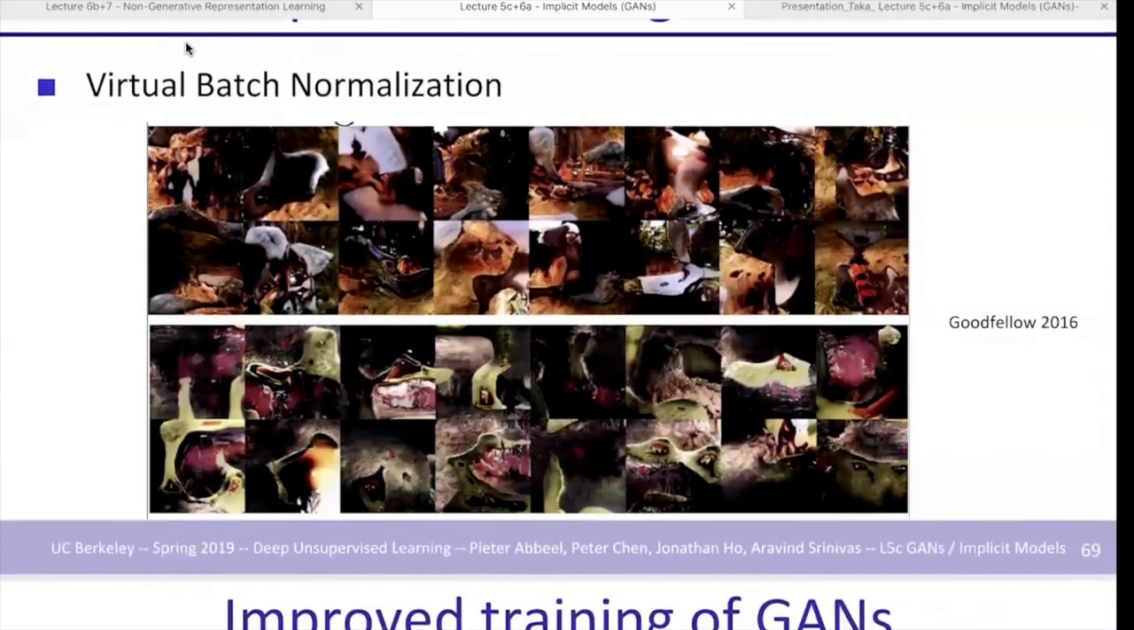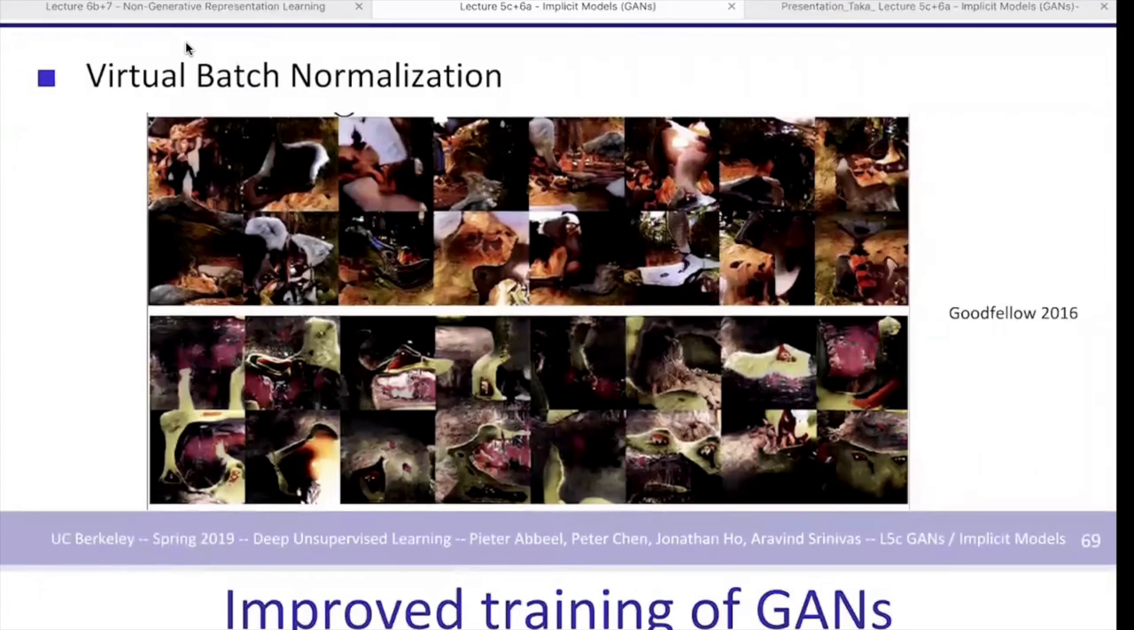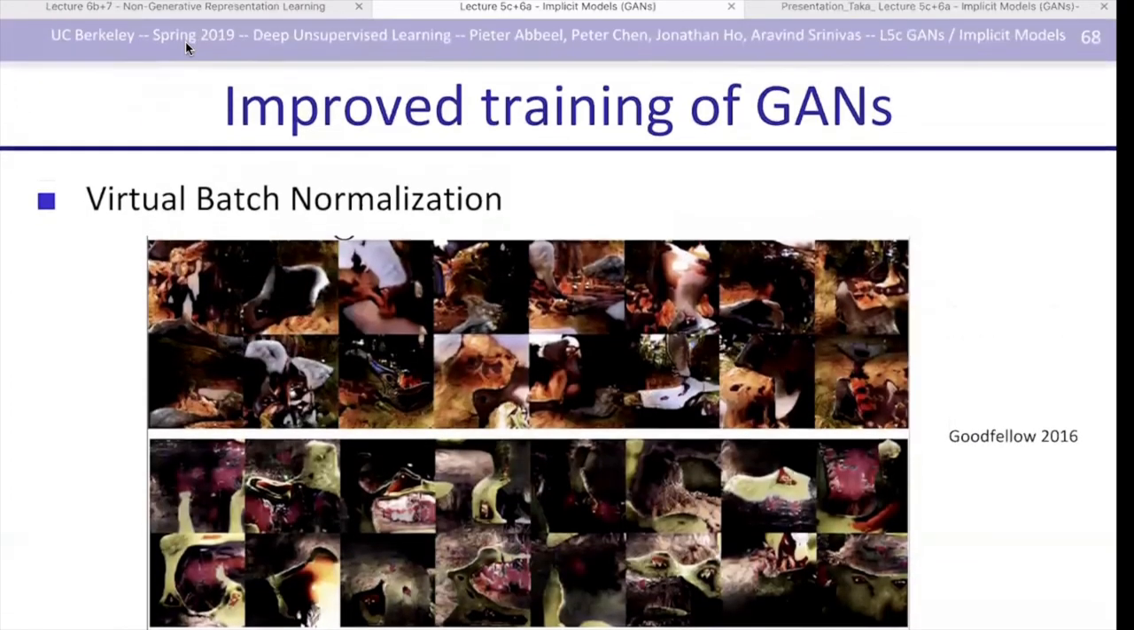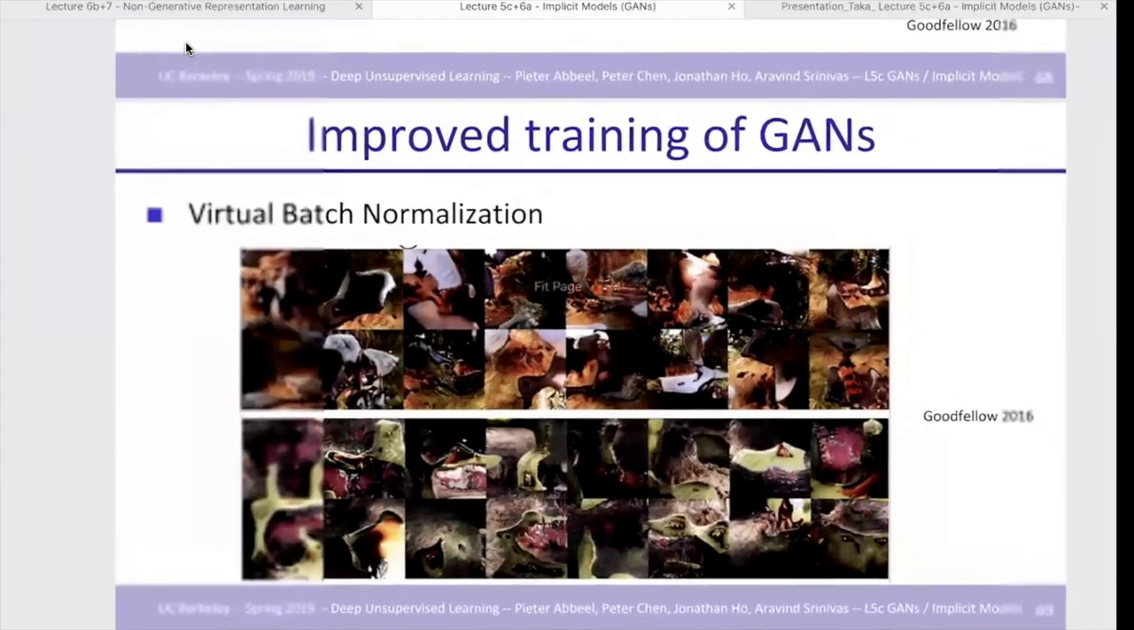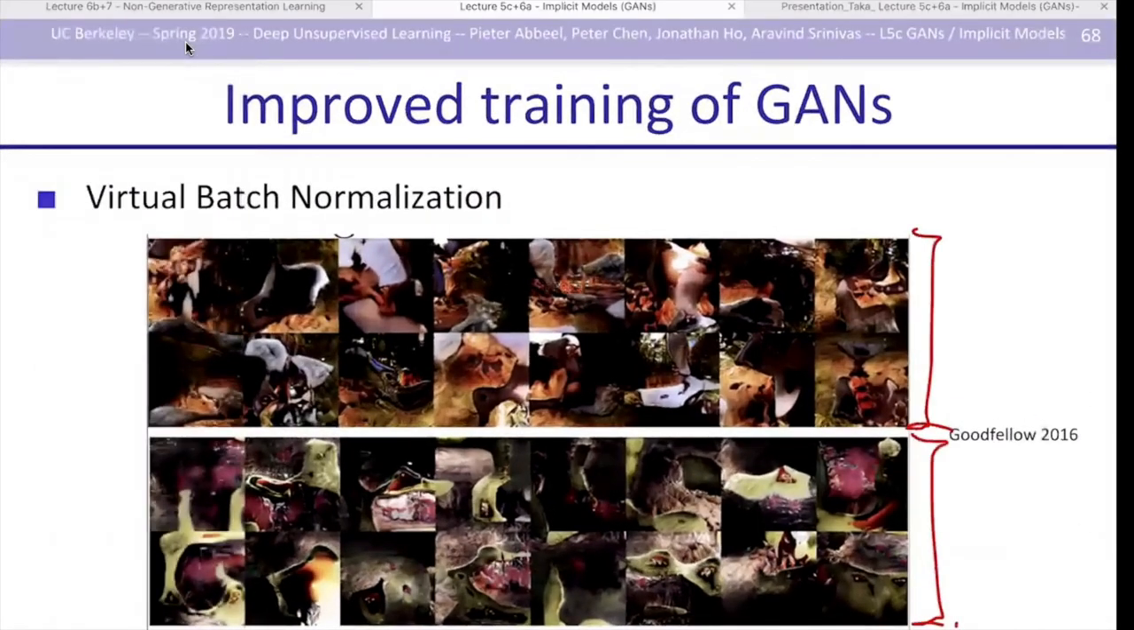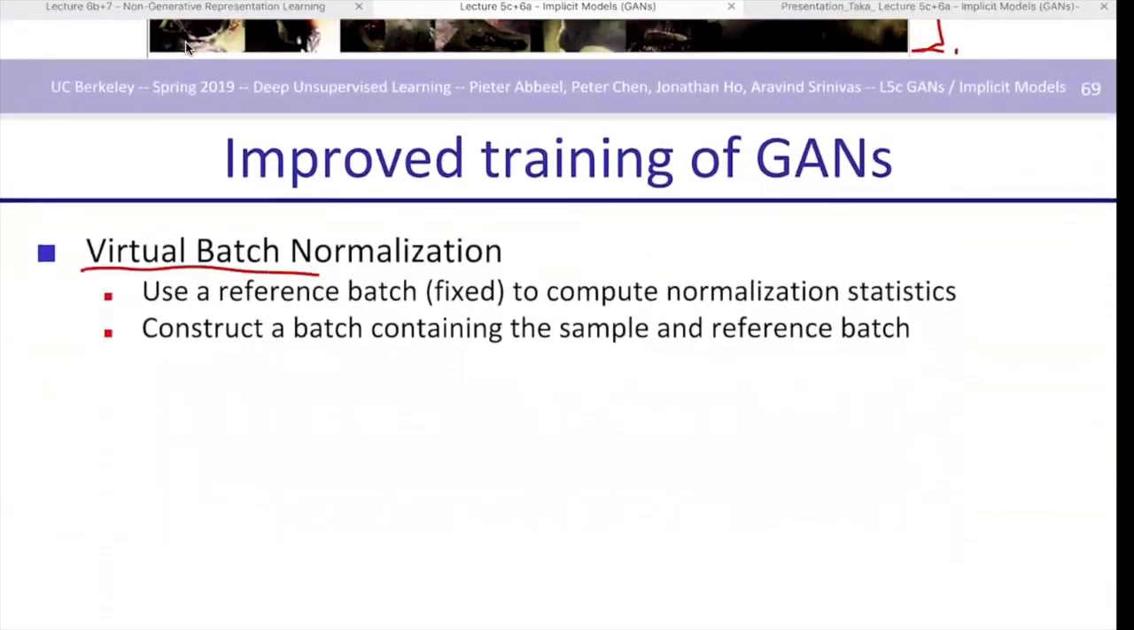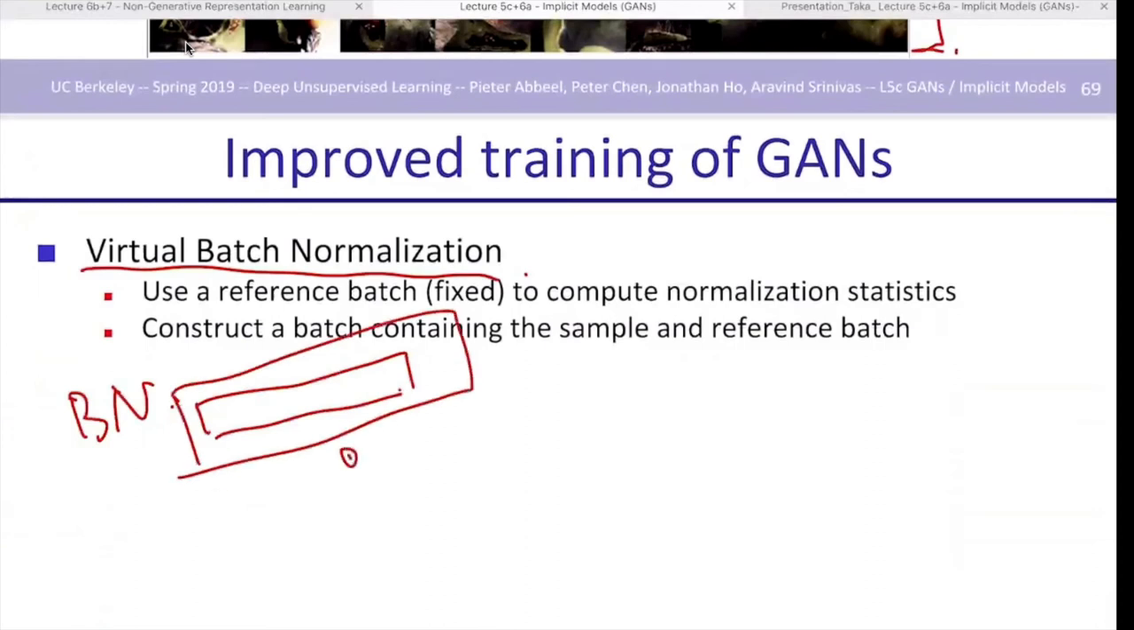And there is a tool called virtual batch normalization. What is virtual batch normalization? You can see this one and this one. These pictures are most linear, and these pictures are most linear. What he did is use virtual batch normalization. Because when we do BN, batch normalization, for every layer we do the batch normalization only for that layer, and for another layer we will use totally different parameters.